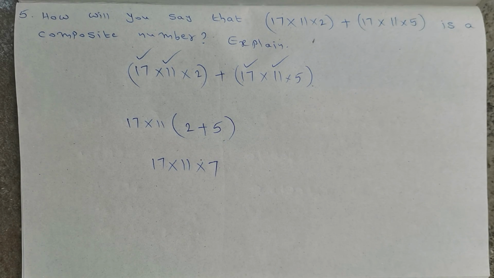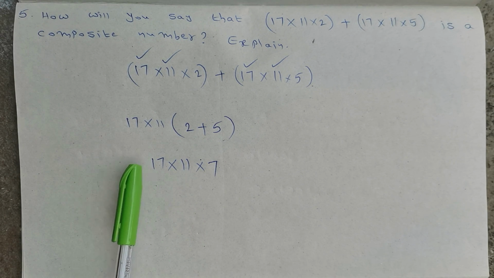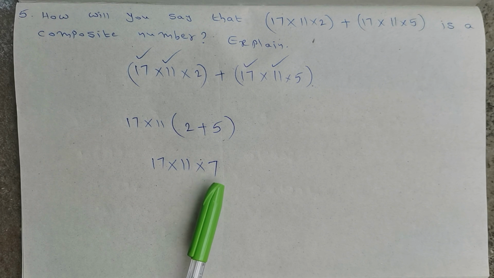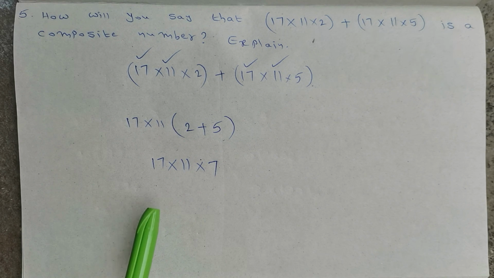So here again the given question has more than two factors. One is 7, one is 11, one is 7. So it has more than two factors. So it is a composite number.